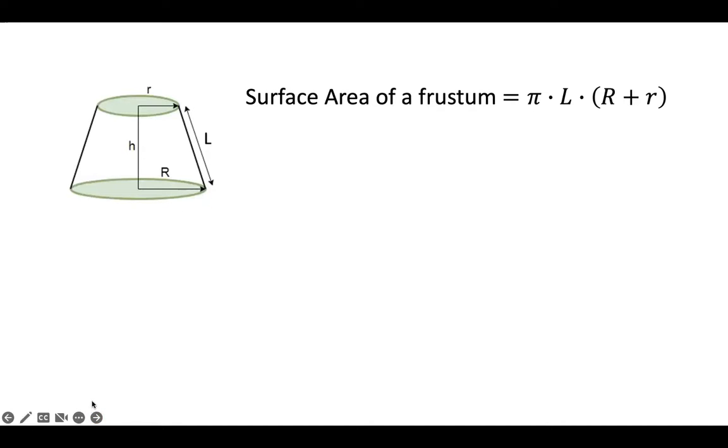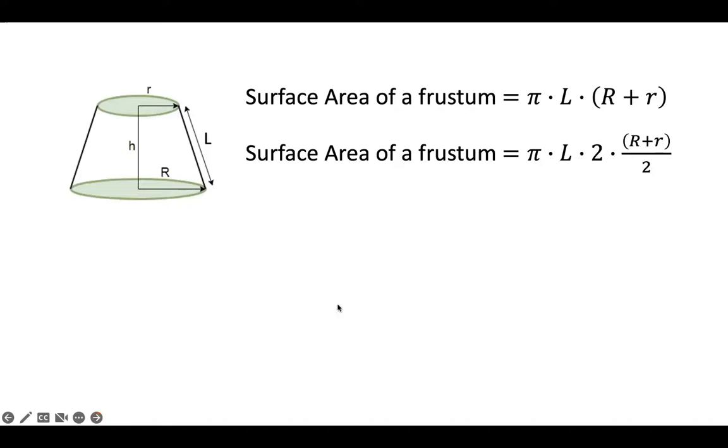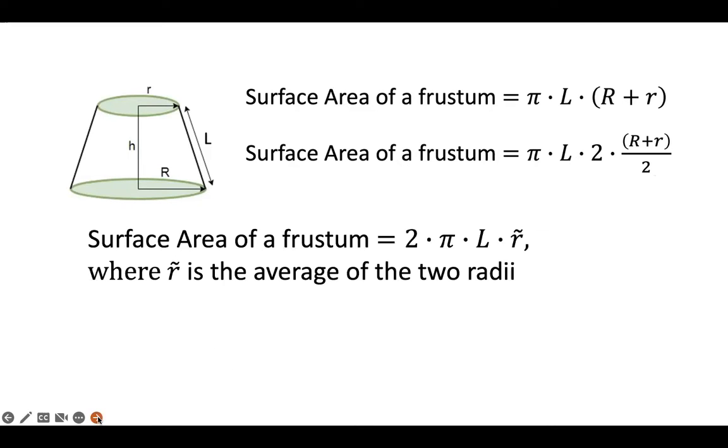Except there's a version we're going to be using here that's a little bit different. Namely, I'm going to replace R plus r with 2 times (R plus r) over 2. So you'll notice those 2's would cancel, giving me this. But if that's the case, then what is (R plus r) over 2? It would simply be the average of the 2 radii. The big R plus little r over 2, the average of the 2 radii. I'll have 2 pi L times the average of the 2 radii. So that's our formula for the surface area of a frustum, or what we're going to want to look at.